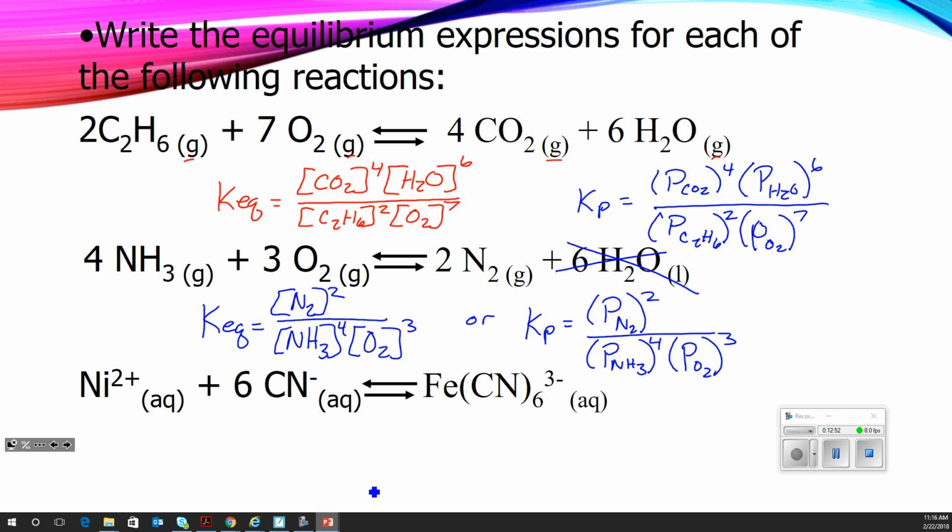Okay, how'd you do? Thumbs up, I got it. Thumbs down, I have no clue what I'm doing. Okay, good, thumbs up. So, you missed it? Okay. All right, so the next one should be fairly easy too, right? They're all AQs. So this one I do use brackets. I'm not going to use the pressure at all.